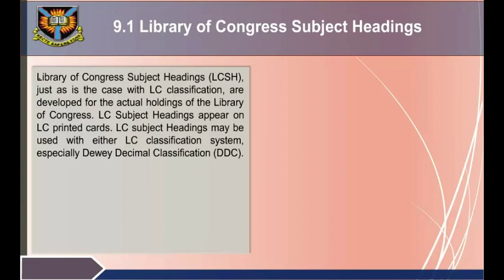Library of Congress subject headings, just as is the case with LC classification, are developed for the actual holdings of the Library of Congress. LC subject headings appear on LC printed cards. LC subject headings may be used with either LC classification system, especially Dewey Decimal classification.